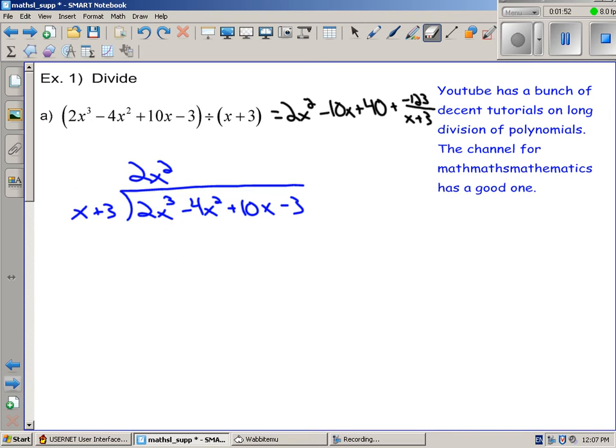Now I have to figure out what I need to subtract off to get to my next step. So I'm going to have to multiply 2x squared by x plus 3. 2x squared times x gives me 2x cubed. 2x squared times 3 gives me 6x squared. And if you think about your basic long division process, what happens next is that those terms get subtracted off. Okay, so we'll subtract them off. 2x cubed minus 2x cubed. Our x cubed terms are gone. Negative 4x squared minus positive 6x squared gives us negative 10x squared.